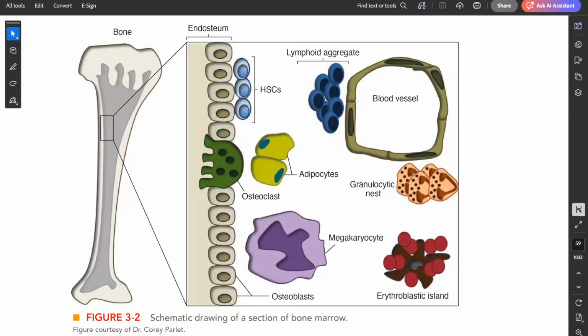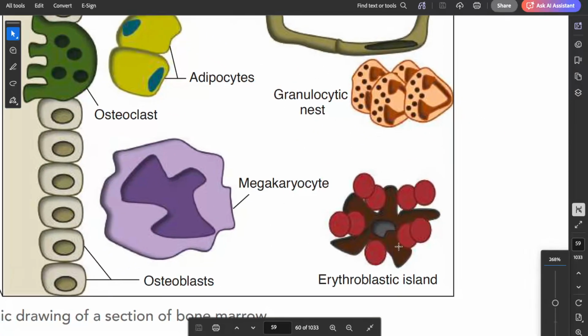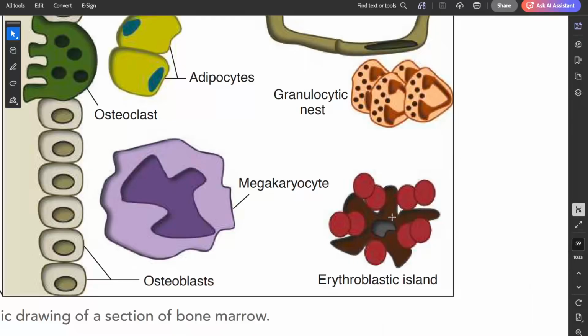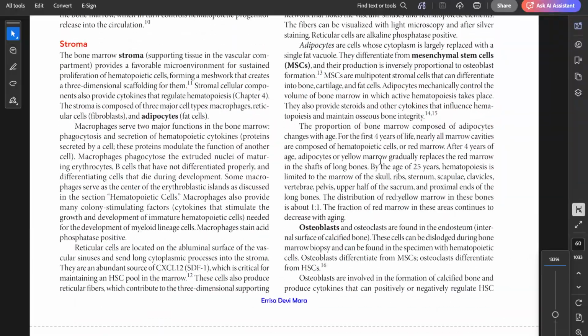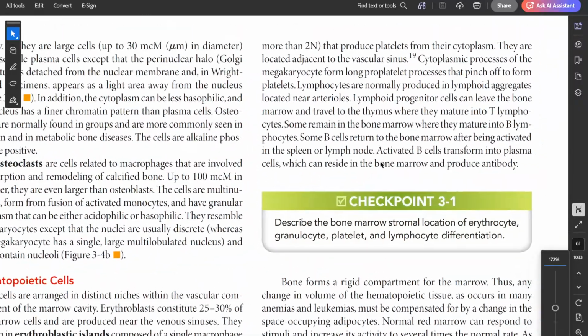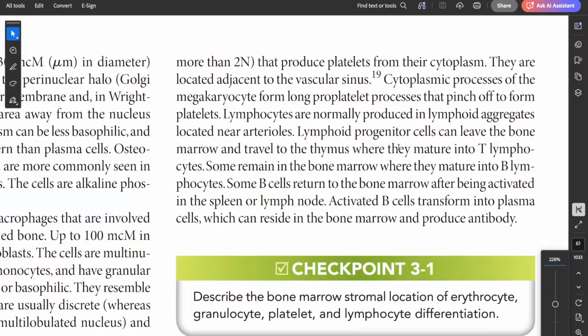Hematopoietic stem cells will be just adjacent to the osteoblasts, and then adipocytes will be here. There is a blood vessel here. Just beside the blood vessel, lymphoid aggregates are there, and granulocytic nests are there. You can see this is the megakaryocyte. Megakaryocytes and the erythroblastic island you can see here. So that's why they are telling they are located adjacent to the vascular sinus.